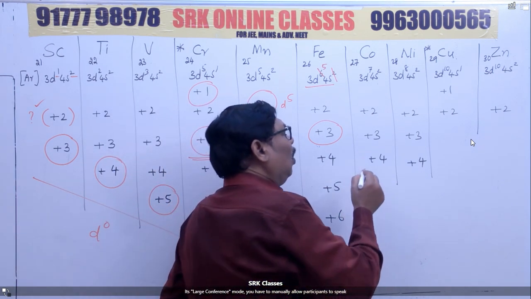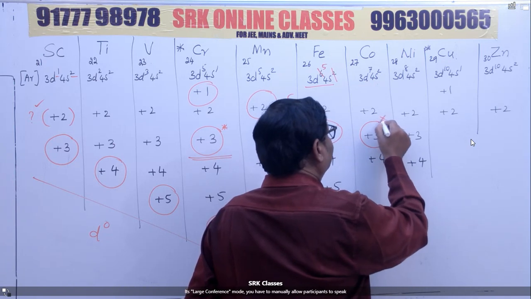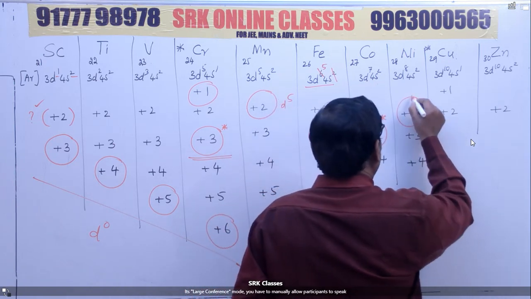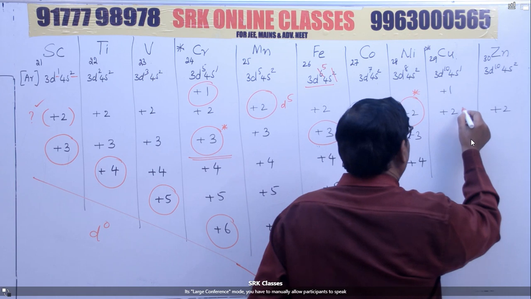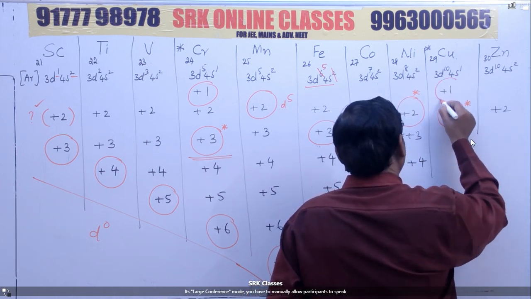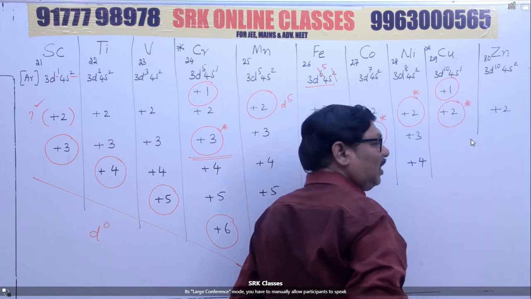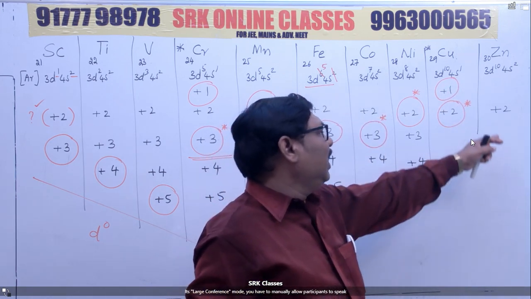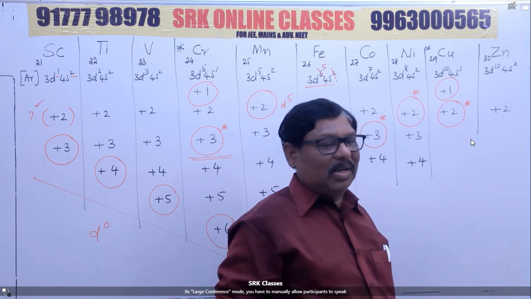Then cobalt plus 3, which is abnormal. Nickel plus 2, which is abnormal. Copper plus 2, which is abnormal. In addition to this plus 2, copper even shows plus 1, because of the completely filled d orbital. In case of zinc plus 2, that is d10 configuration.